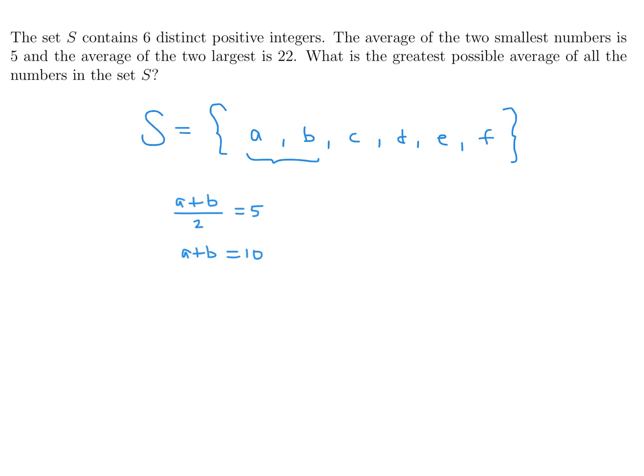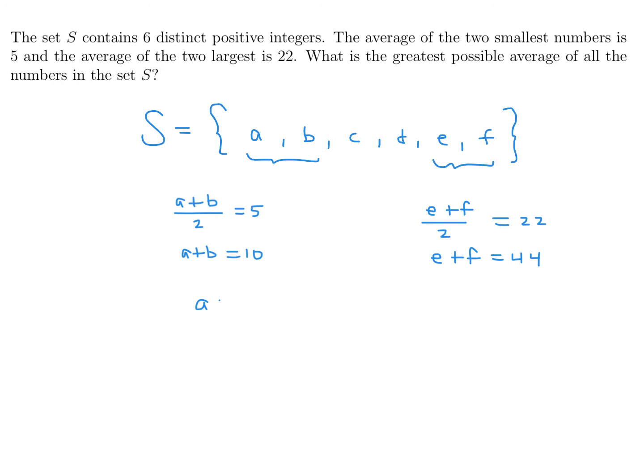And then they tell me that the average of the two largest, which I will call E and F, is 22. So (E plus F) over 2 is equal to 22. So that means E plus F is 44. Okay, so what do they want? They want the greatest possible average of all the numbers.